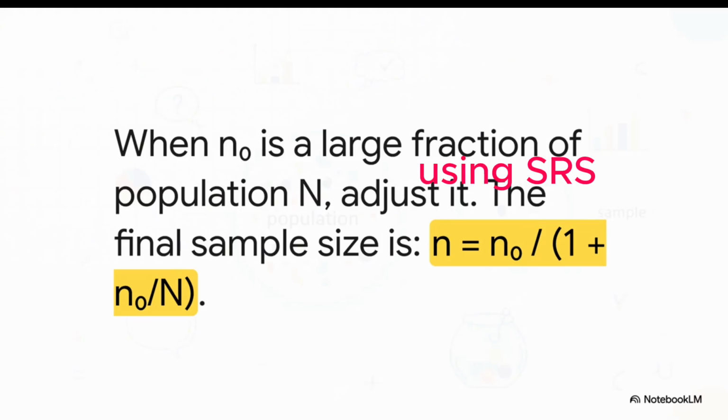Now, that first formula kind of assumes your population is infinitely large. But what if it isn't? What if your first calculation tells you to sample, say, 20% of your entire population? Well, then you get to use this awesome little trick called the finite population correction. It essentially gives you credit for having already sampled a big chunk of the population, and it lets you reduce your required sample size. It's like a discount that can save you a ton of time and money.